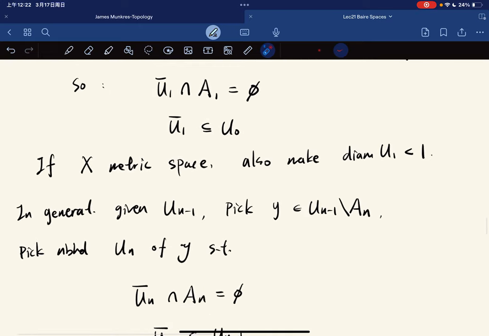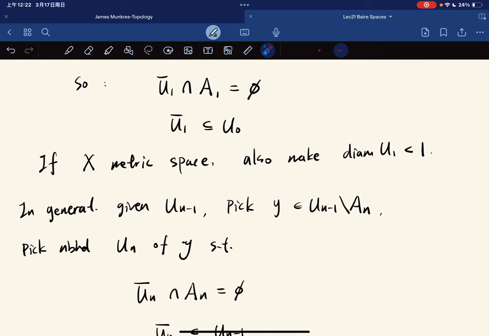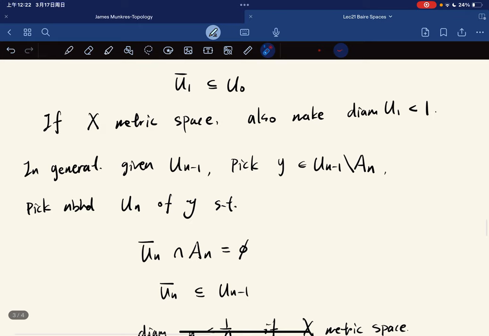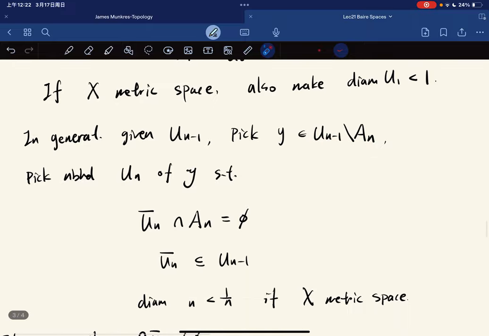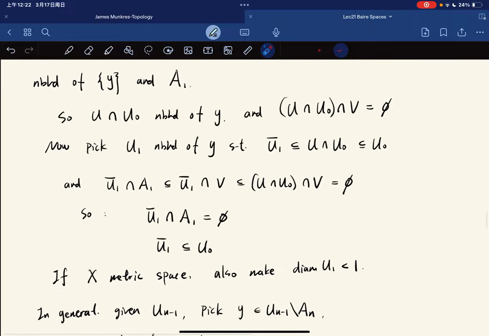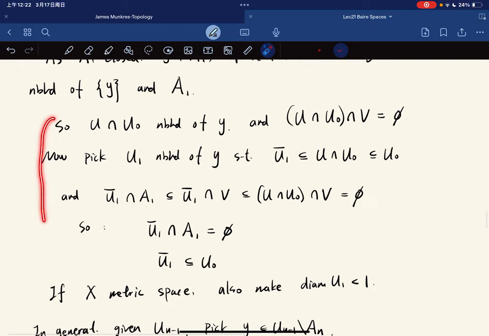So in general, we are inductively constructing the open sets. Given U n minus 1, we pick Y that is in U n minus 1 but not in A n, because A n does not contain U n minus 1. If it does, we get a contradiction. And we just mimic what we've been doing.